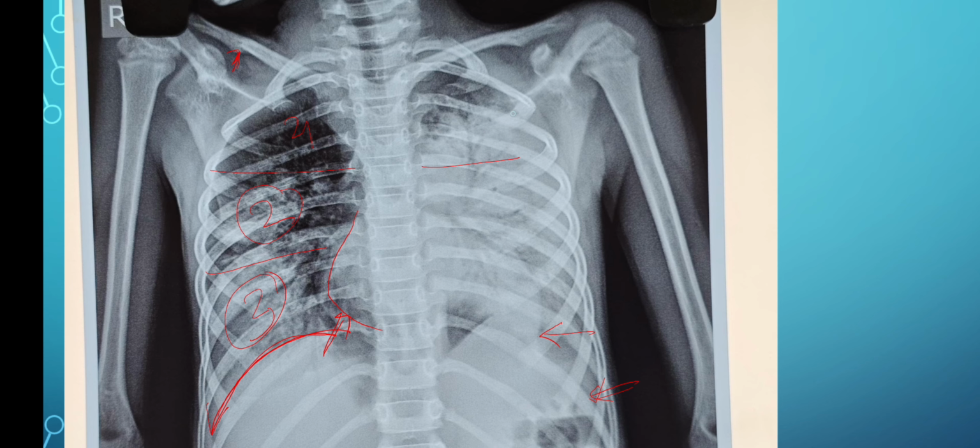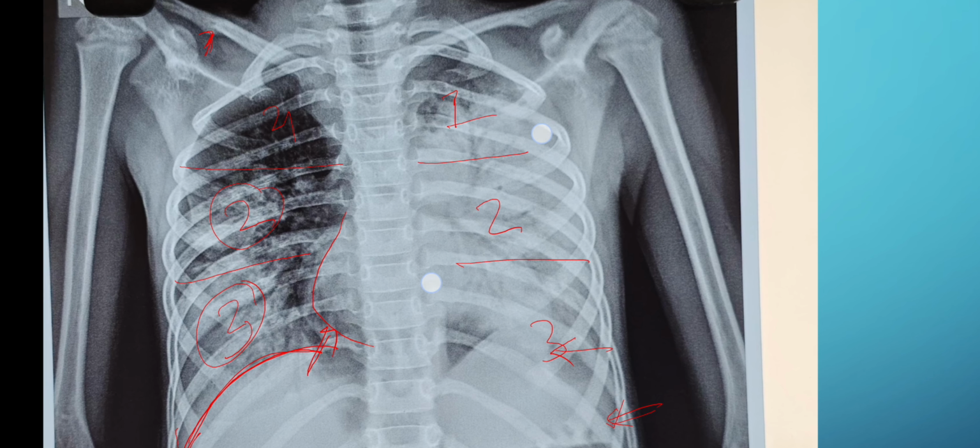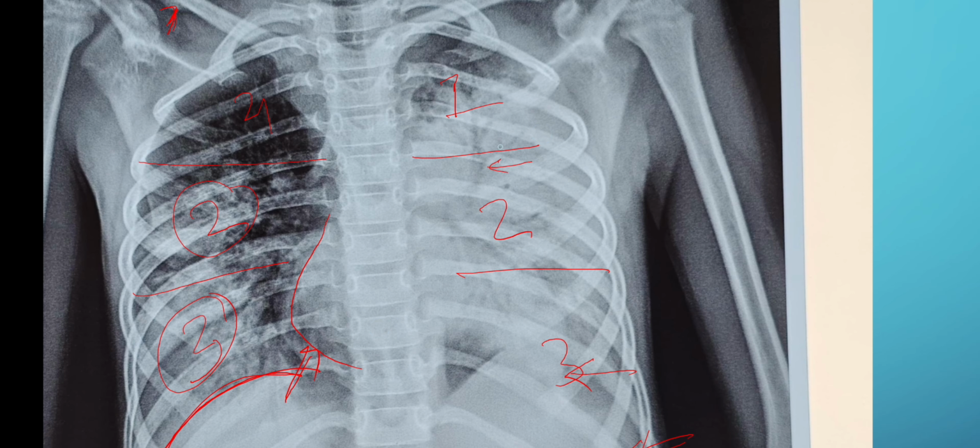On the left side there is a homogeneous opacity throughout zone 1, zone 2, and zone 3 also. And the air bronchogram is there. These black lines are the air bronchogram.